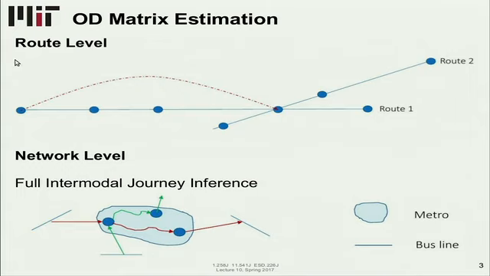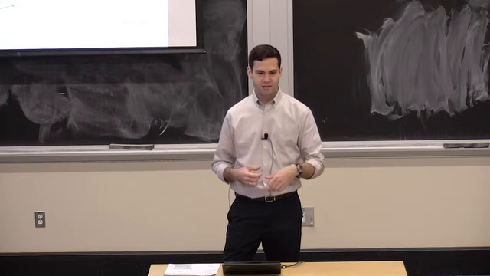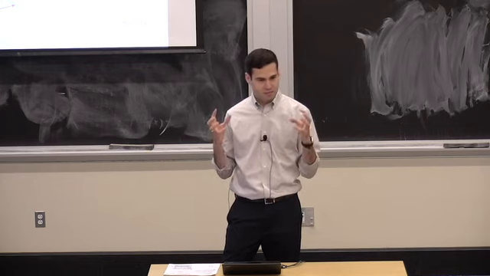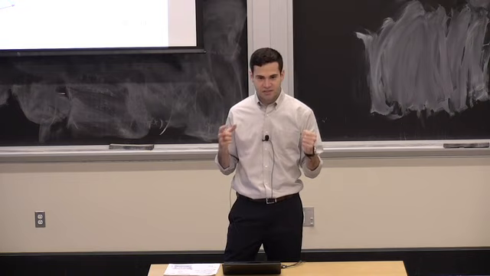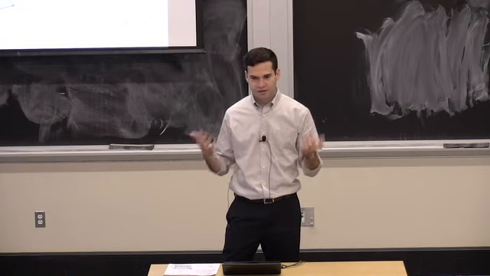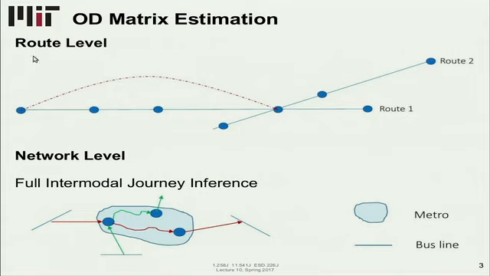So at the route level, we're talking about one bus line, and we want to look at the trips made on that one bus line and understand where people get on and off. That's route level. So if you have two routes here, route 1 and route 2, we might notice or estimate that a person boards here and alights here. Some of the people doing that OD pair may in fact continue on route 2. They might transfer to route 2.